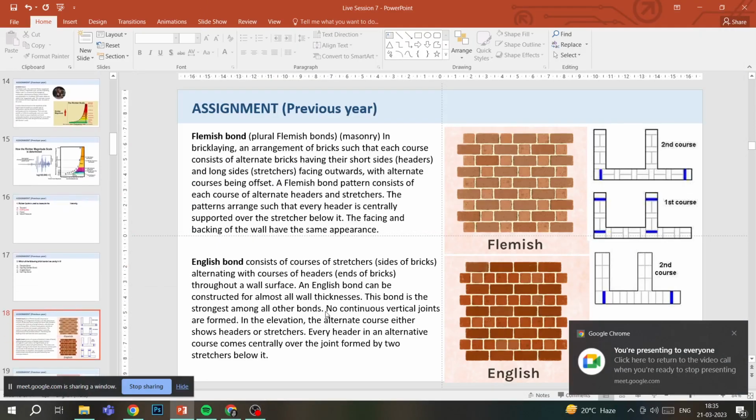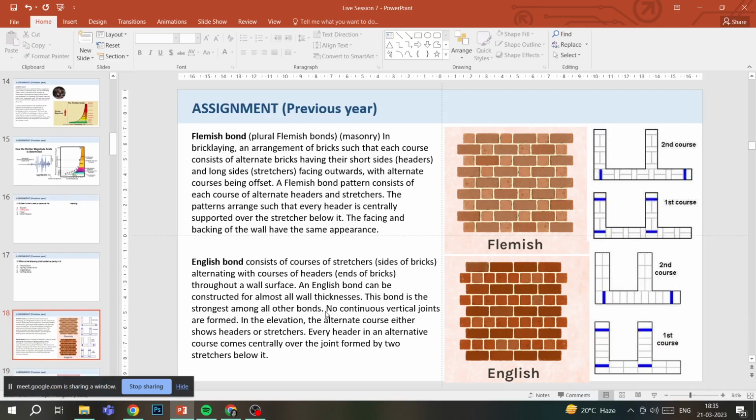So, moving forward, Flemish bond. Flemish bond, or Flemish bonds, is a masonry, and in bricklaying it's an arrangement of bricks such that each course consists of alternate bricks having short sides and long sides. Short sides are called headers, long sides are called stretchers, facing outward with alternate courses being offset.